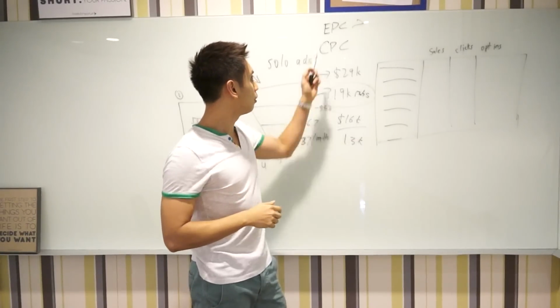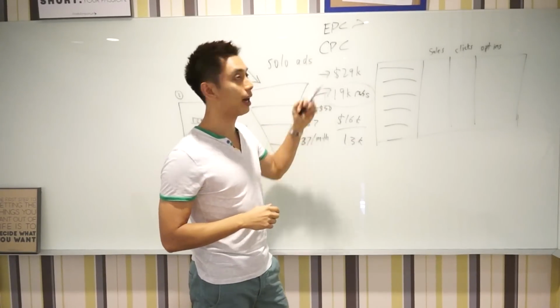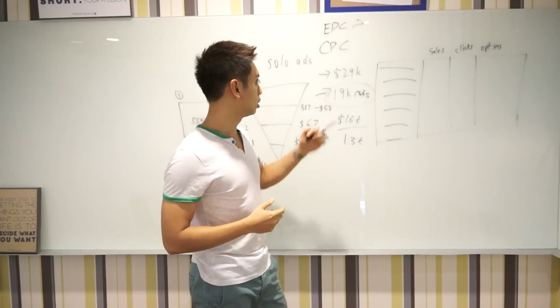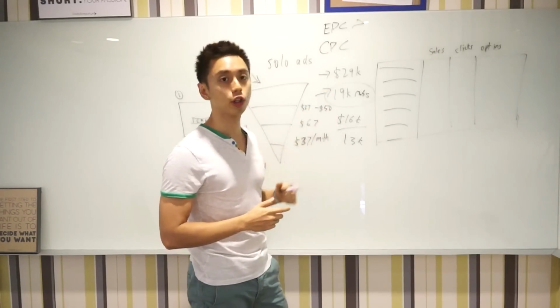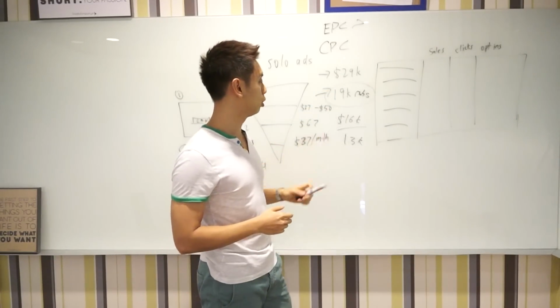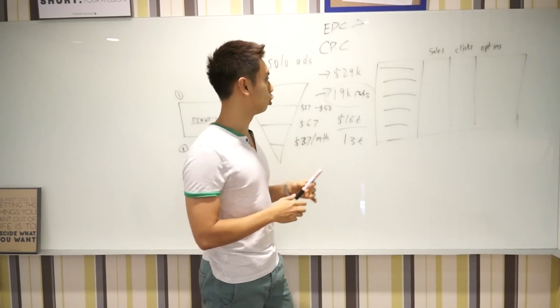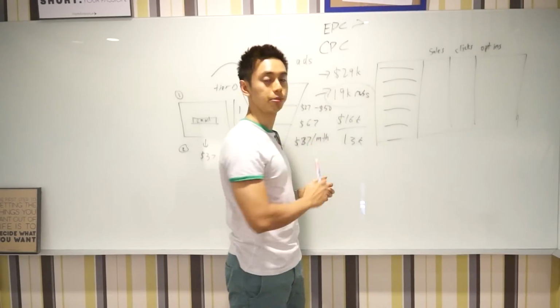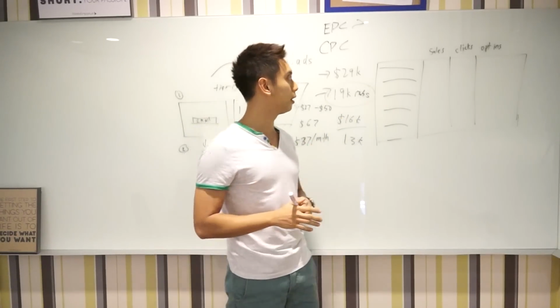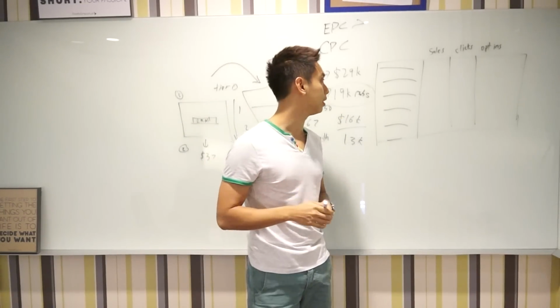Because if your earnings per click is not as high as your cost per click, just like what happened over here, you're going to be losing money. And you want to make sure that your back end is good enough so that you can monetize off the subscriber base.